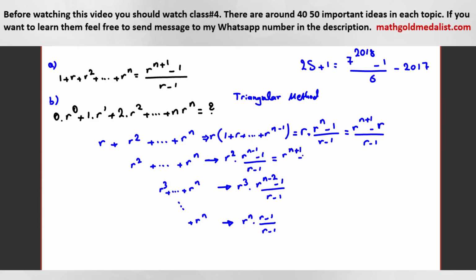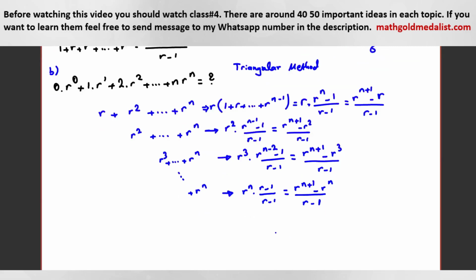Yeah. Next one, (r^(n+1) minus r squared) over (r minus 1), right? Next one is what? If we expand, r to the power of n plus 1 minus r cubed over r minus 1. And what about the last row? r to the n plus 1 minus r to the n over r minus 1. Exactly. And now if we add all these terms, we can factor out 1 over r minus 1 for the addition.